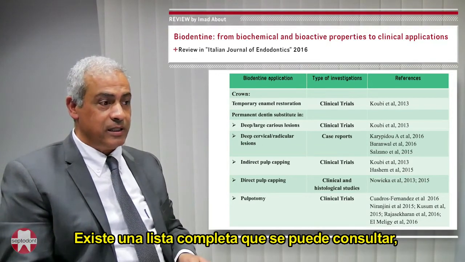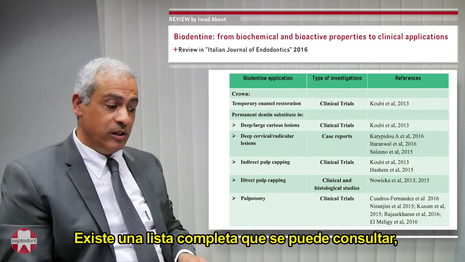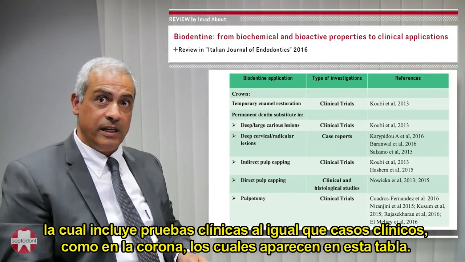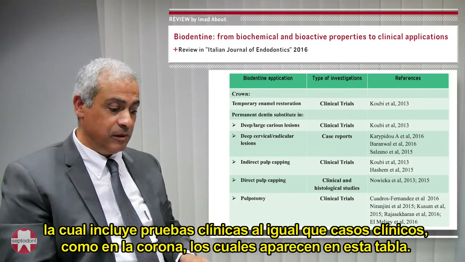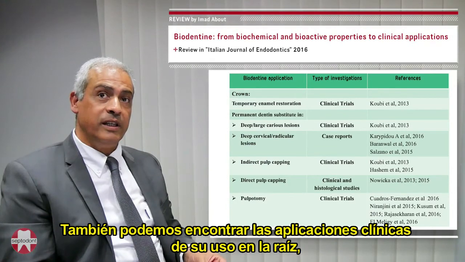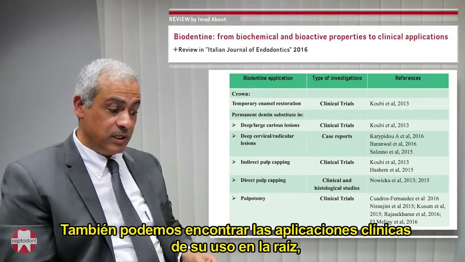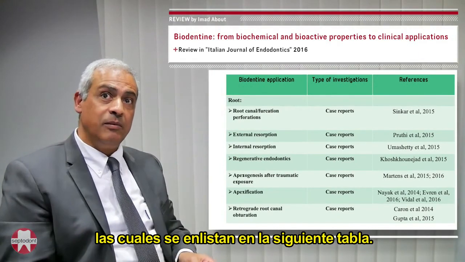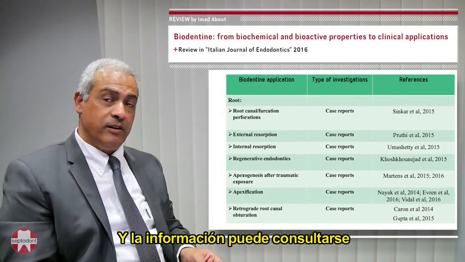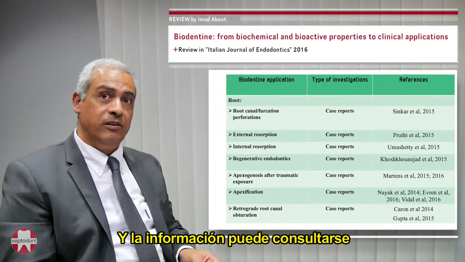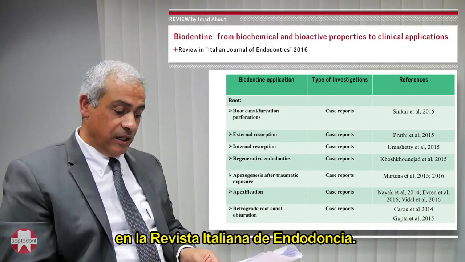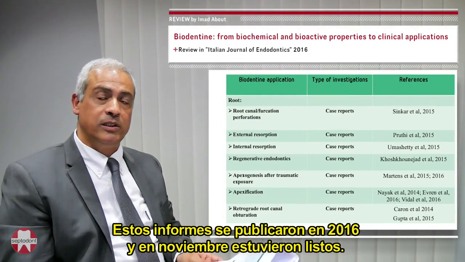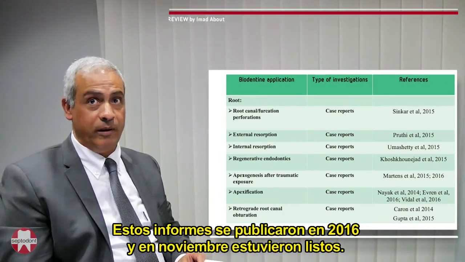There is a complete list that you can find on its application in the crown. These include clinical trials as well as clinical cases. They are listed here on this table, and you can also find the clinical applications and the published ones in the root, and there is a complete list in this table as well. And the whole story I just told you, you can find it written in a review in the Italian Journal of Endodontics. This will be published in 2016. I think it will appear in November.